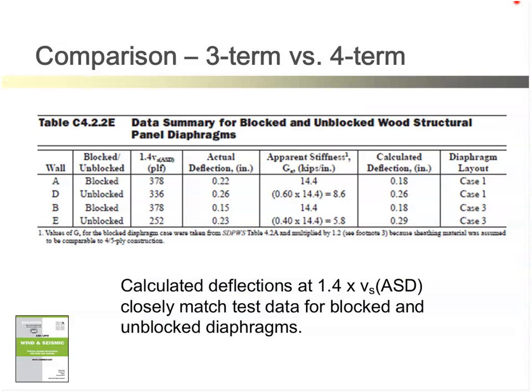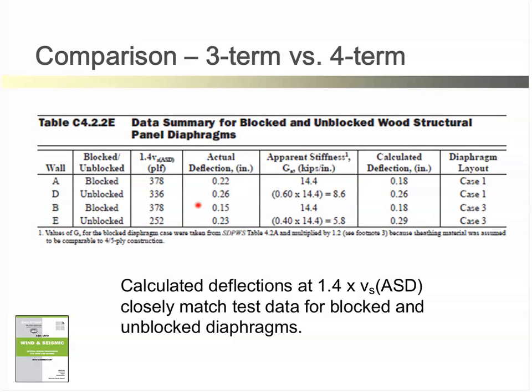So how does that match up with test data? And as I mentioned earlier, we calculate deflections at 1.4 times the induced or the shear capacity, and that very closely matches up with the test data for both blocked and unblocked wood structural panels.